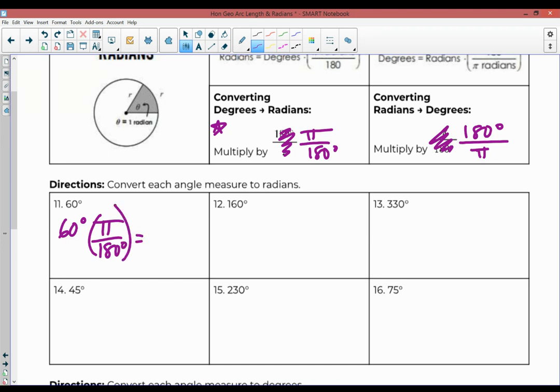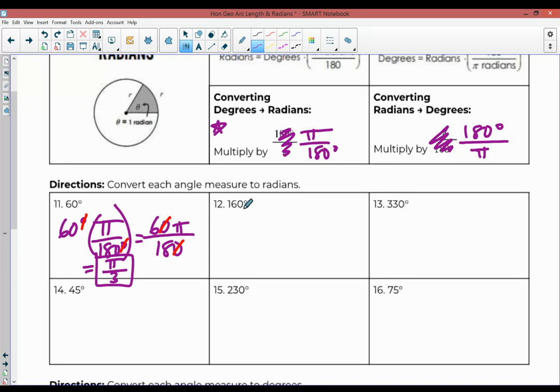So I'm going to multiply this by pi over 180 degrees. And I'm going to leave it like that for now. I'm just going to multiply straight across. So that's 60 pi over 180. Those degrees are going to eliminate. And then I can just reduce that fraction. So that 6 over 18, I know, is just 1 over 3. So this reduces to pi over 3. Done.